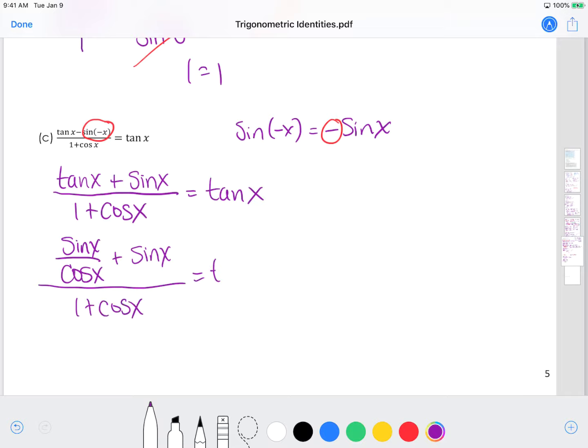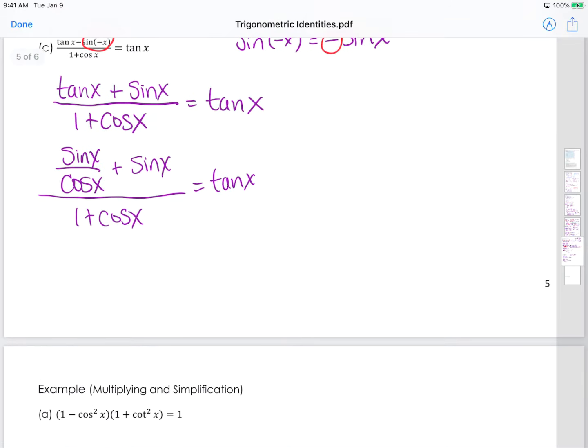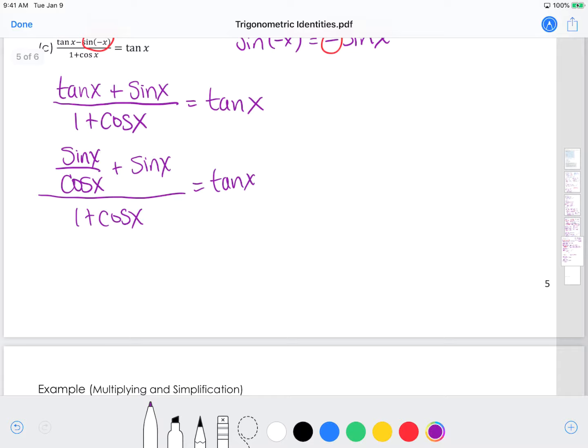I want to show that this is tangent x. So I'm just going to copy that tangent x down. Now, I want to get rid of the complex fractions. So I'm going to multiply everything by cosine x. So I'm going to multiply the top by cosine x and the bottom by cosine x. Let's see if this does anything. If not, we'll just try something else. Sometimes that happens.